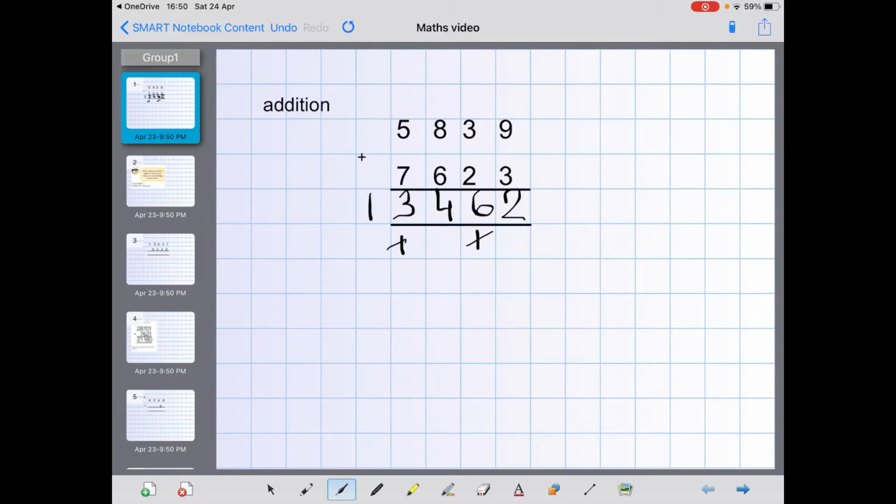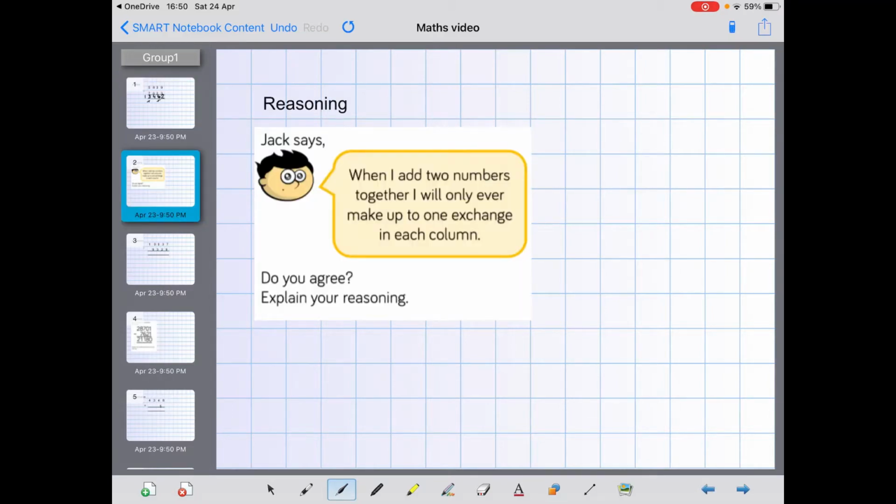Now let's have a look at a reasoning question. This reasoning question says, Jack says, when I add 2 numbers together, I will only ever make up to one exchange in each column. Do you agree? Explain your reasoning. For this question, the children would be expected to have a little look at how we would add numbers. When we add numbers using the column method, we will only ever get to add 1 exchange in each column. That is what the question is asking us.